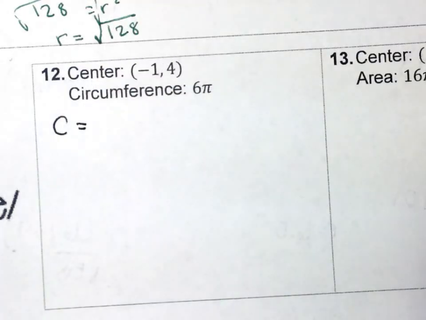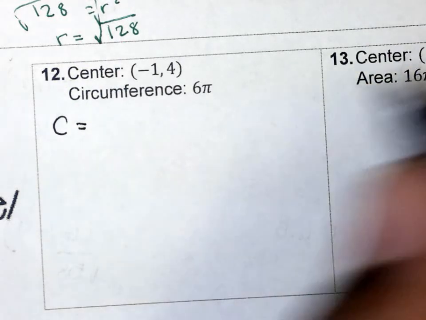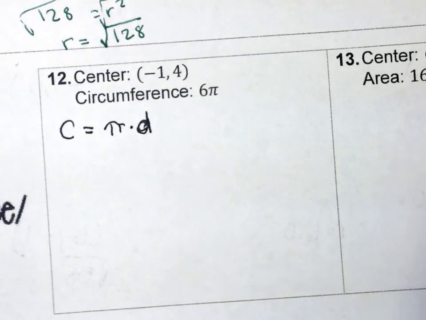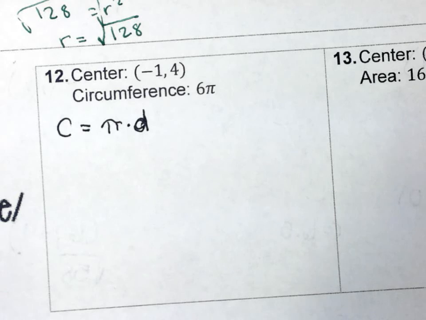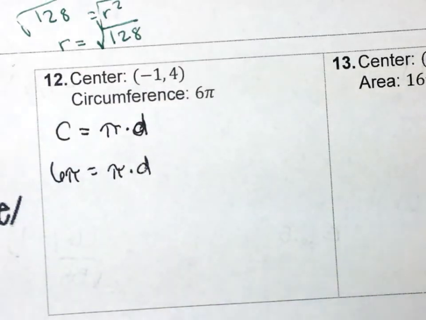Faith, what's the formula for circumference of a circle? C equals what? Thank you. C equals pi times diameter. I'd rather use this one, but you can use 2 pi r if you want. Then from there, they told me the circumference was 6 pi. So where C is, I'm going to put 6 pi in. 6 pi equals pi times diameter. And then I'm going to solve for D.